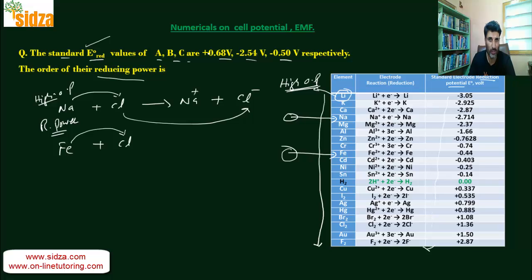So here among the three, we can say it is this one, the B, that should have the highest oxidation potential, meaning it should have a higher reducing power. So the order of their reducing powers will be B, and then you have minus 0.5, which is C, and then you have A.